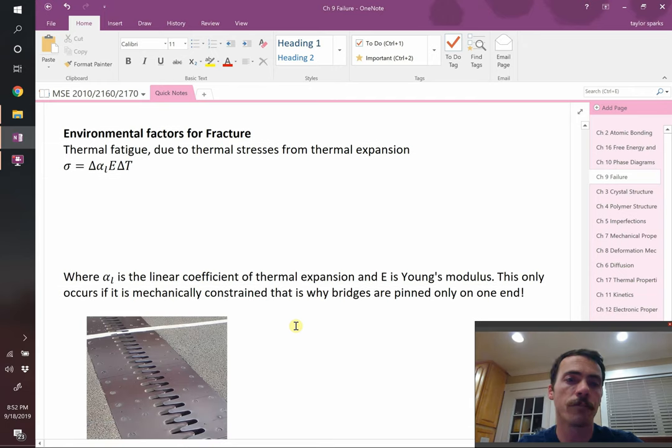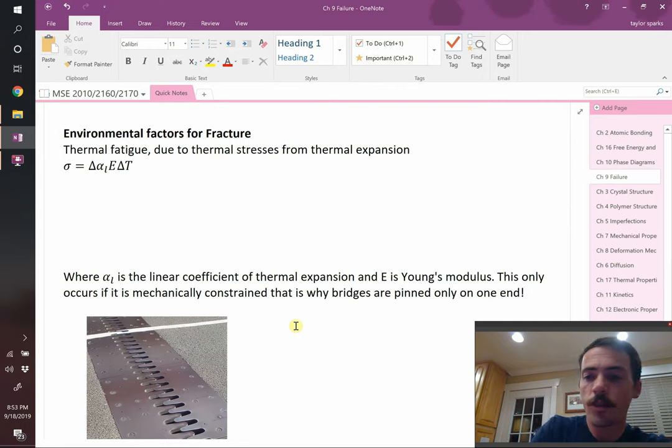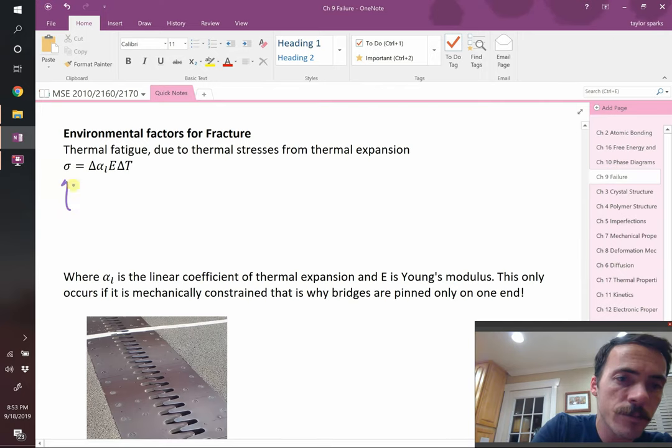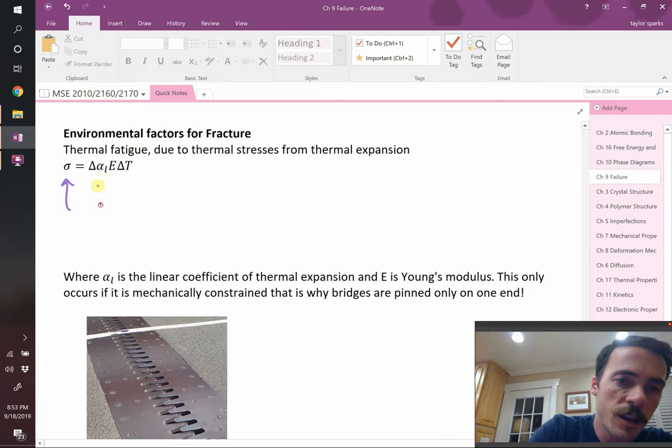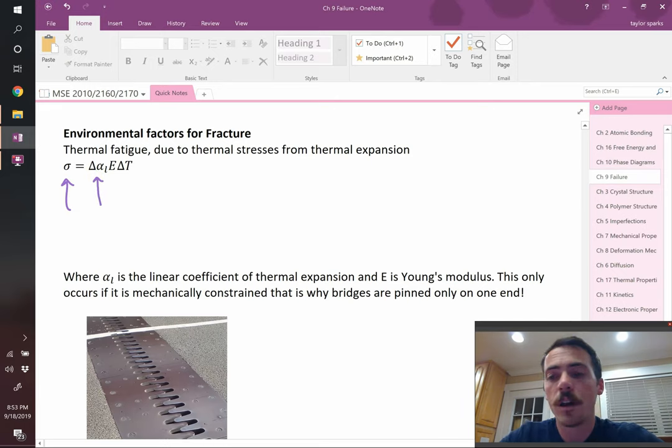Okay. Now, environmental factors when it comes to fracture, the main thing is that you can generate a stress due to temperature differences, right? So a thermal stress is that sigma there. The stress that we see is going to be equal to the difference in the thermal expansion. So that's delta alpha L, this guy right here. That's the difference in thermal expansion between two materials.